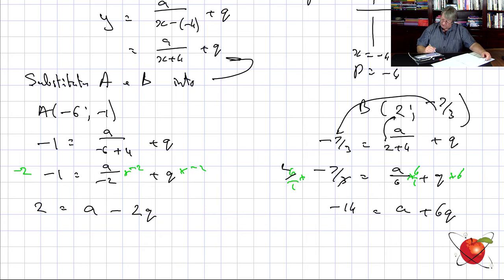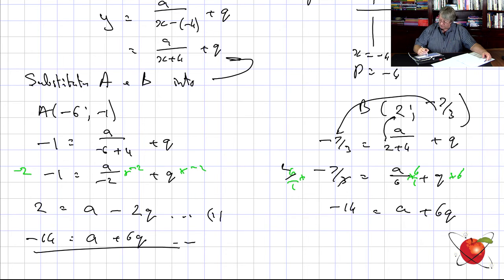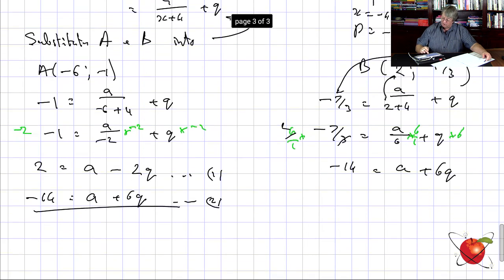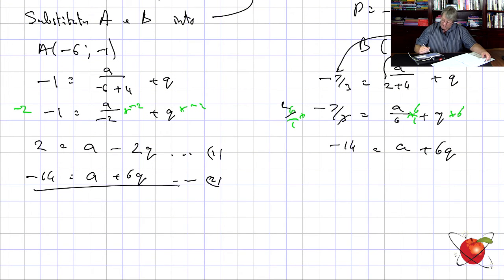Okay, I choose to eliminate a, so I slide it in underneath, a plus 6q. All right, label them equation 1 and equation 2. You can't do the shortcuts. Okay, and what am I going to do? I'm going to take equation 1 and subtract equation 2. If I do that, I end up with 16 equals minus 8q. Therefore, q is going to be equal to minus 2.